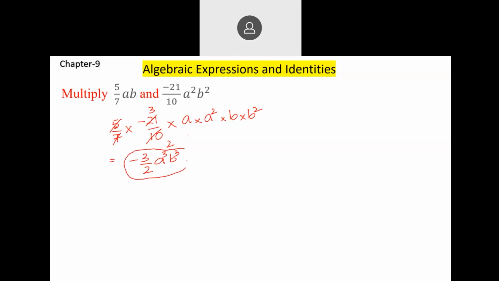Sir, it is a into a, no, sir? Why has a into a square become a cube? Very good question. In class 7th, we have learned that a to the power of m multiplied by a to the power of n is equal to a to the power of m plus n. The same identity I am using. This is called the law of exponents.